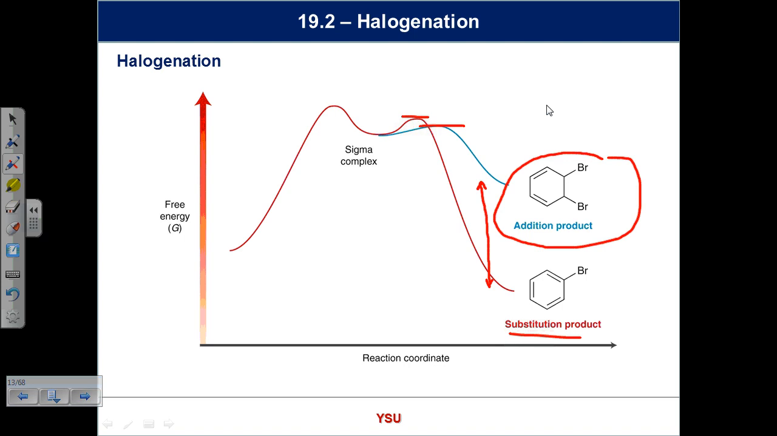Okay? So now we've got an idea of why we can make, or how we can make benzene do these reactions. We need to enhance the electrophilicity of the other component, and that's all we do for the rest of today, is change that electrophile.